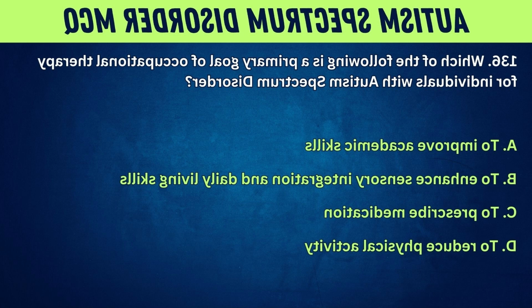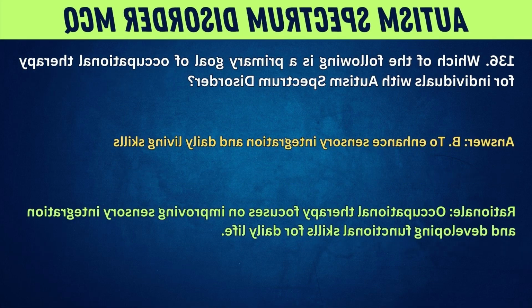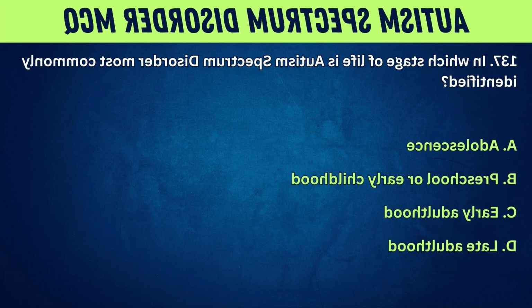136. Which of the following is a primary goal of occupational therapy for individuals with autism spectrum disorder? A. To improve academic skills. B. To enhance sensory integration and daily living skills. C. To prescribe medication. D. To reduce physical activity. Answer: B. To enhance sensory integration and daily living skills. Rationale: Occupational therapy focuses on improving sensory integration and developing functional skills for daily life. 137.